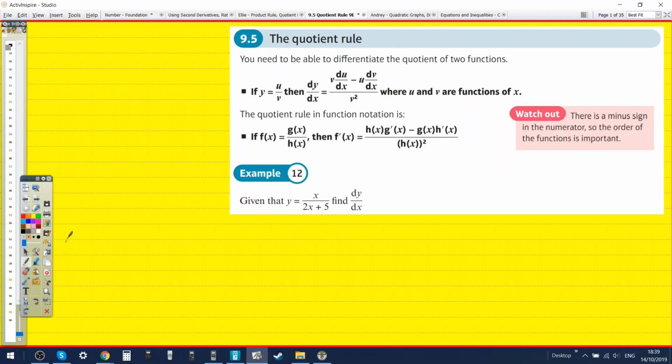Okay. So product rule, x a half or tick. Product rule, x a half or tick.